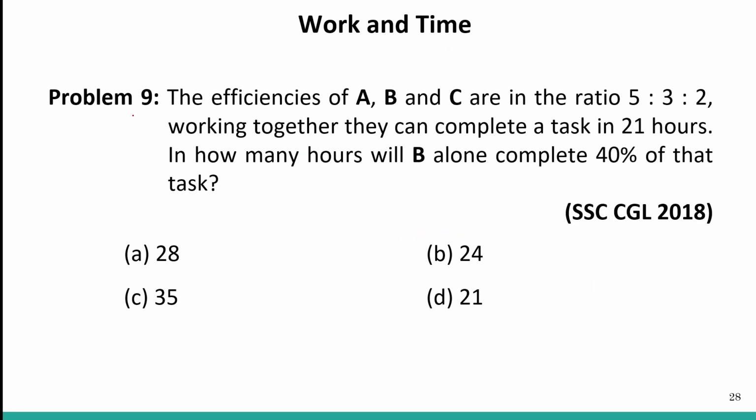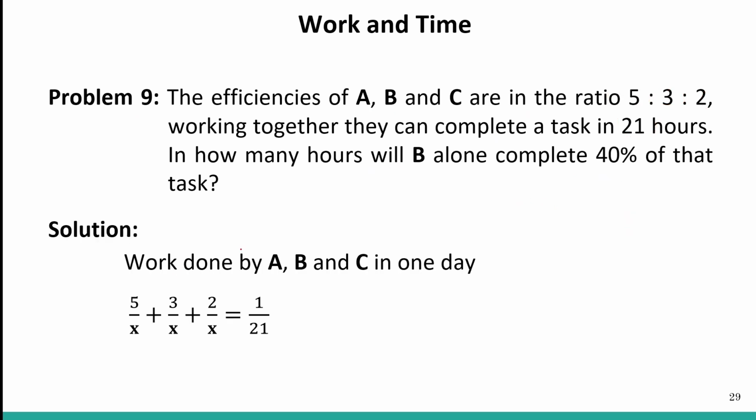So let's see problem number 9. The efficiency of A, B, and C are in the ratio 5:3:2. Working together, they can complete a task in 21 hours. How many hours will B alone take to complete 40% of that task? This question has been asked in the SSC CGL 2018 paper. Let's see which among these 4 options is actually the correct one. Work done by A, B, and C in 1 day will be 5 by x, 3 by x, 2 by x, which is equal to 1 by 21. This is given, so this is what we have let here.